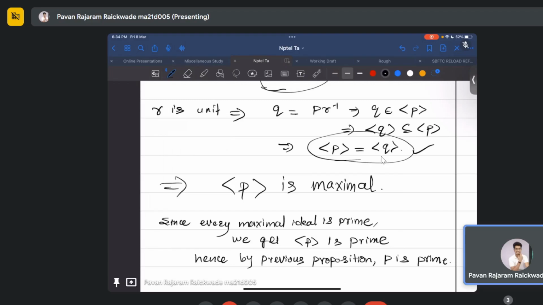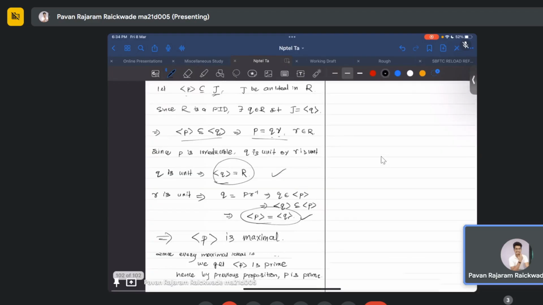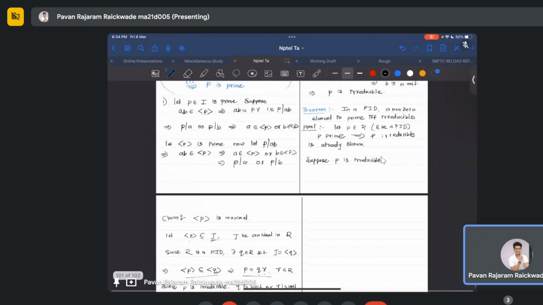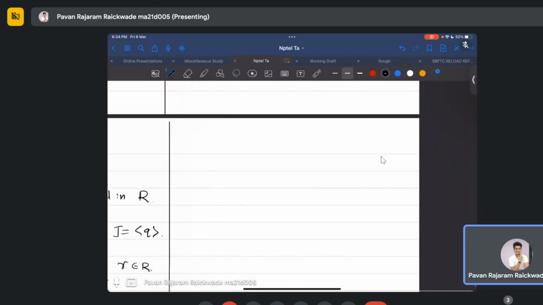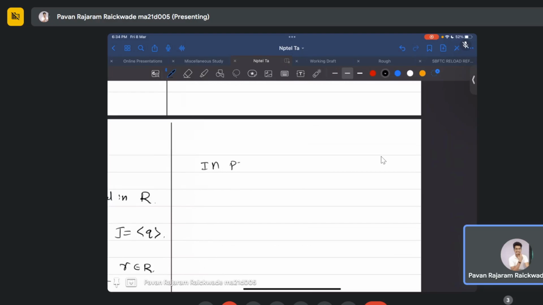Right? So what do we get? Every irreducible element is prime, right? In the proof of this, what we have shown is that P in a PID is maximal if and only if P is irreducible.